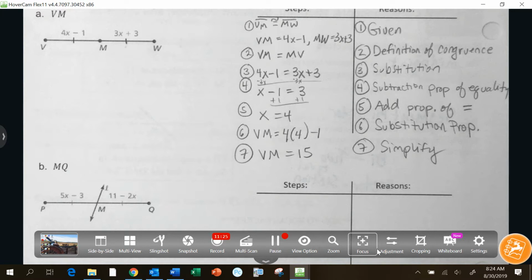Addition property of equality. Yep, if you do something to one, like both sides of the equation, you do the same thing. It's always some sort of property of equality. Then whatever you did, that's what it is. Questions? I'm going to go over what I have.